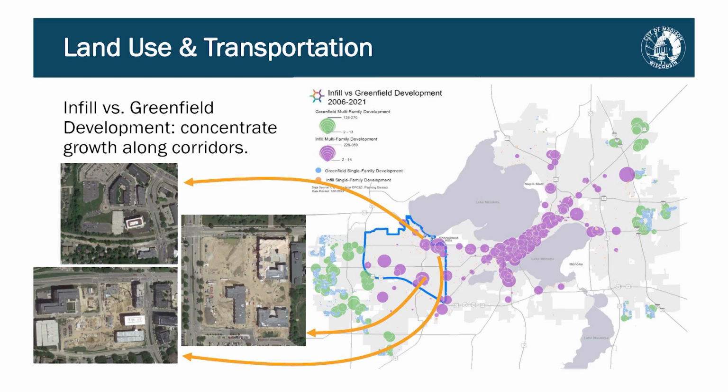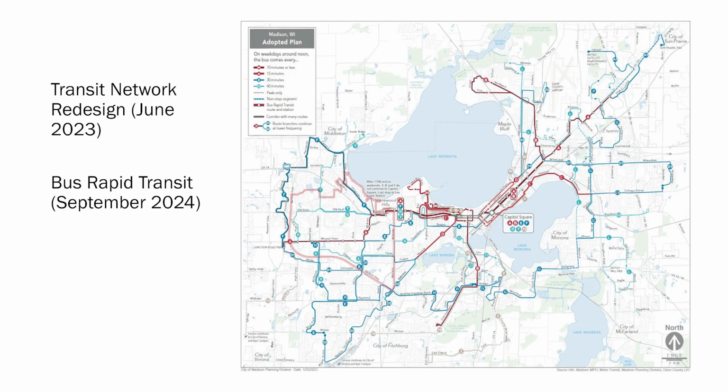For transportation, we'll be looking at some of the transit improvements that the city is working on. As you all probably know, the city's transit network was completely redesigned, and that service will start in the summer of this year, in June 2023. In addition, bus rapid transit is being implemented. Construction has already started, and the service will be operational from September of 2024. So we'll be looking at some of these transit improvements as a guide for our land use and transportation recommendations.